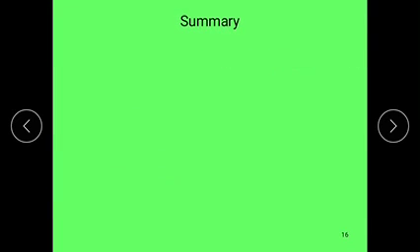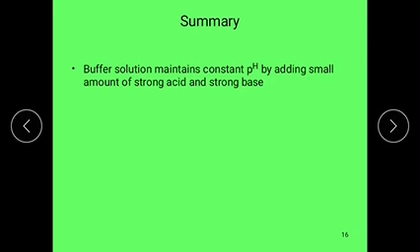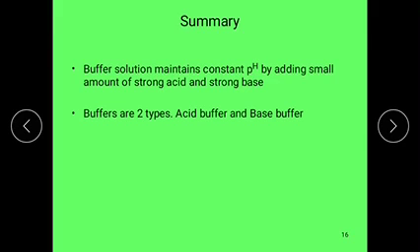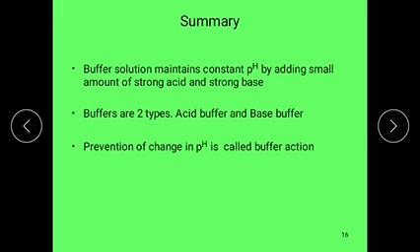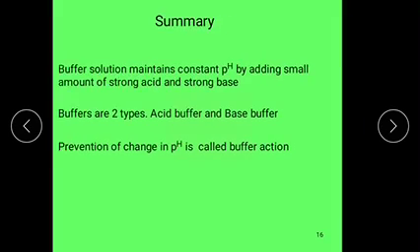In this topic we discussed the definition of the buffer solution, that is, a solution which maintains constant pH by the addition of a small amount of strong acid or strong base. Buffer solutions are of two types: acidic buffer solution and basic buffer solution. Prevention of change in pH is called buffer action.